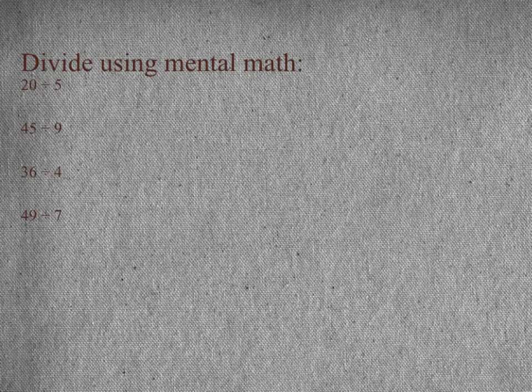Alright, let's see what you got. 20 divided by 5 is 4. 45 divided by 9 is 5. 36 divided by 4 is 9. And 49 divided by 7 is 7. So those were some basic facts. Hopefully you were able to get those in that 20 seconds. Good job.